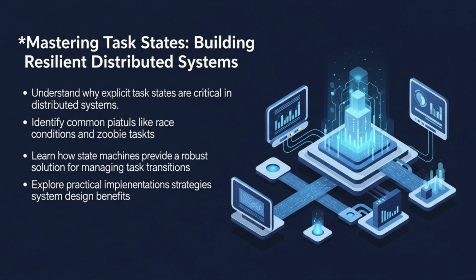By the end of this lesson, you will be able to, first, understand why explicit task states are critical in distributed systems. Second, identify common pitfalls like race conditions and zombie tasks that plague poorly managed states. Third, learn how state machines provide a robust solution for managing task transitions effectively. And finally, explore practical implementation strategies and the immense system design benefits that come with a well-defined state management approach. Let's begin by uncovering why these seemingly simple states matter far more than you might initially think.